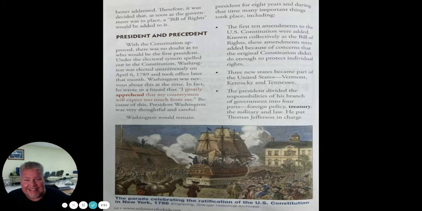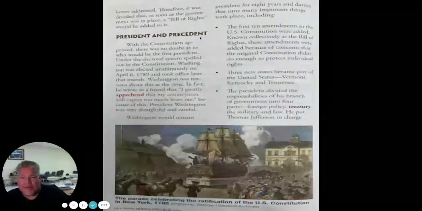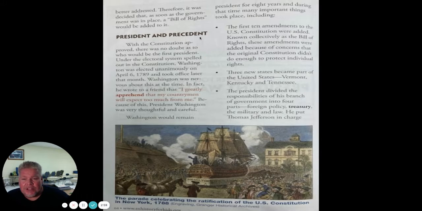President, and precedent. Two words that kind of sound alike, don't they? We'll talk about what precedent means in a minute. With the Constitution approved, there was no doubt as to who would be the first president. Under the electoral system spelled out in the Constitution, Washington was elected unanimously on April 6, 1789, and took office later that month. Washington was nervous about this at the time.